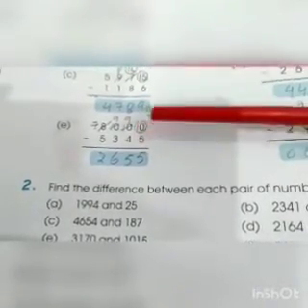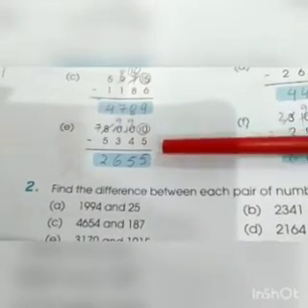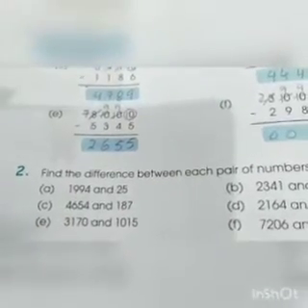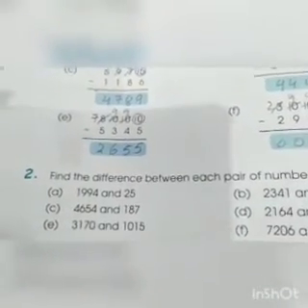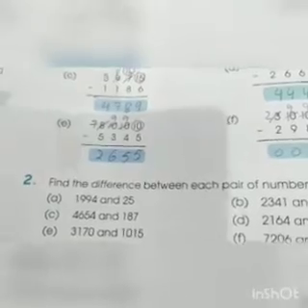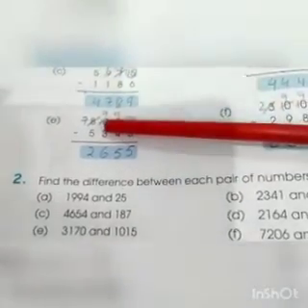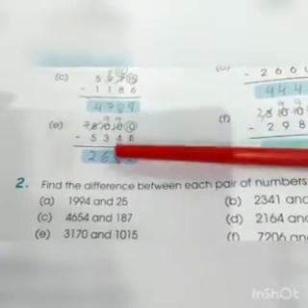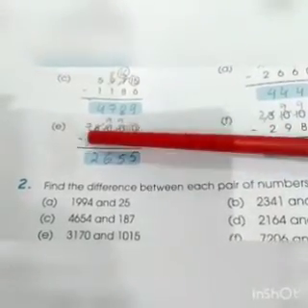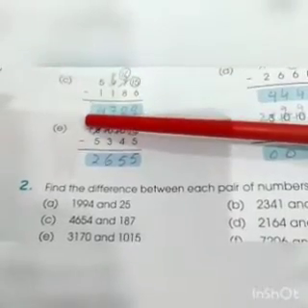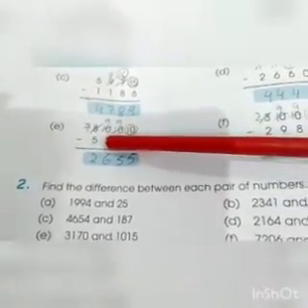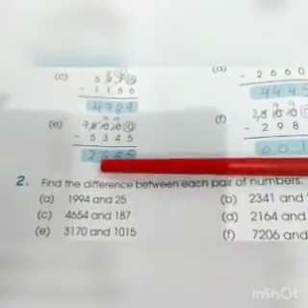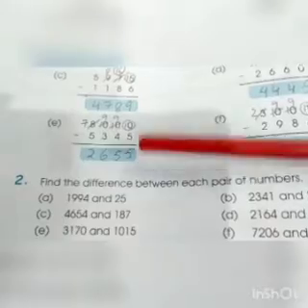Subtract the ones. 10 ones minus 5 ones is equal to 5 ones. Subtract the tens. 9 tens minus 4 tens is equal to 5 tens. Subtract the hundreds. 9 hundreds minus 3 hundreds is equal to 6 hundreds. Subtract the thousands. 7 thousands minus 5 thousands is equal to 2 thousands. You have to write the answer 2655.